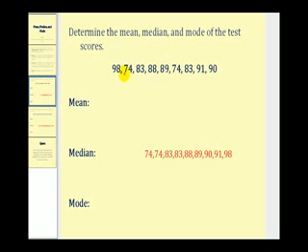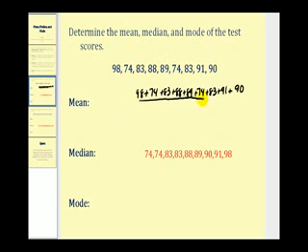Well, to find the mean, we have to add all of these numbers up or find their sum and then divide by the number of numbers. So there are 1, 2, 3, 4, 5, 6, 7, 8, 9 numbers. So we'll divide this sum by 9.